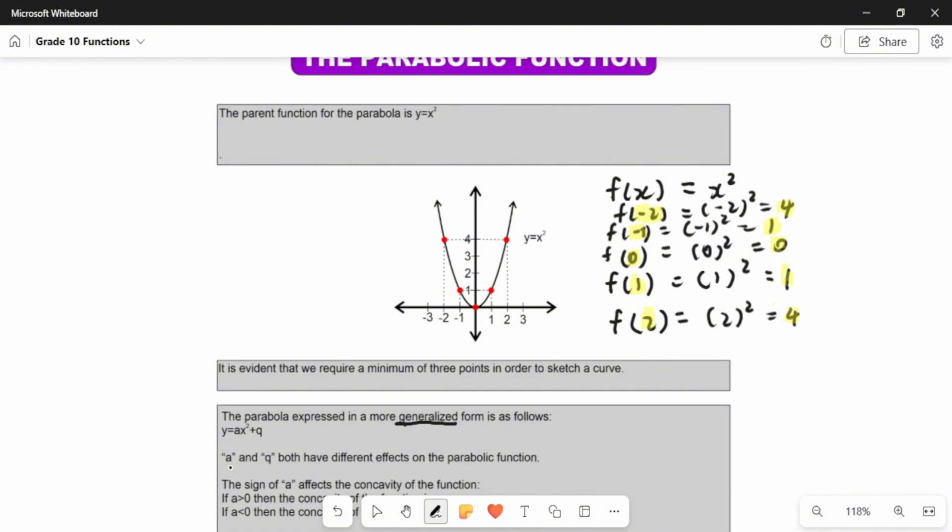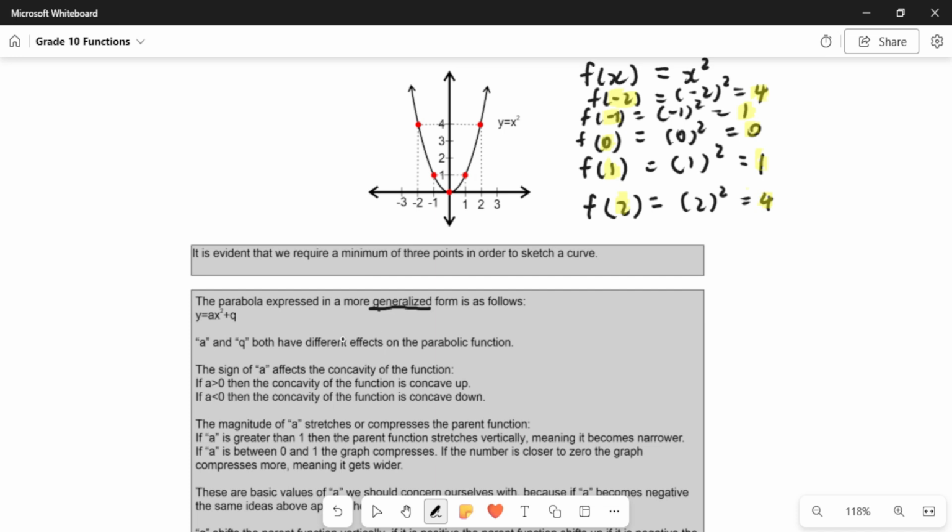So let's analyze the effect of a and q. So now how would we do that? Again, I broke it down into the sign of a and the magnitude of a. So remember, these are numerical values, but we break it down into sign and number because those two things do something that we need to analyze, right? So the sign of a affects the concavity of the function, right?